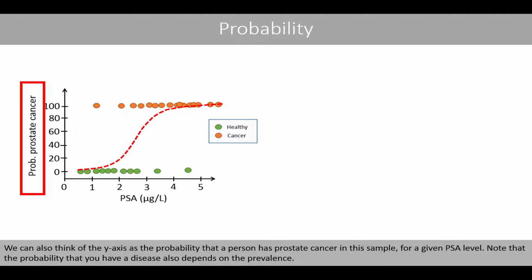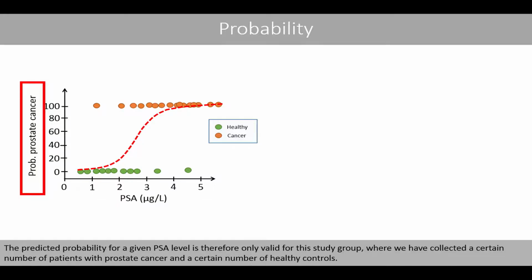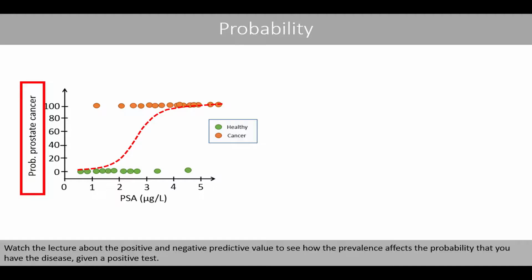We can also think of the y-axis as the probability that a person has prostate cancer in this sample for a given PSA level. Note that the probability that you have a disease also depends on the prevalence. The predicted probability for a given PSA level is therefore only valid for this study group, where we have collected a certain number of patients with prostate cancer and a certain number of healthy controls. Watch the lecture about the positive and negative predictive value to see how the prevalence affects the probability that you have the disease, given a positive test.